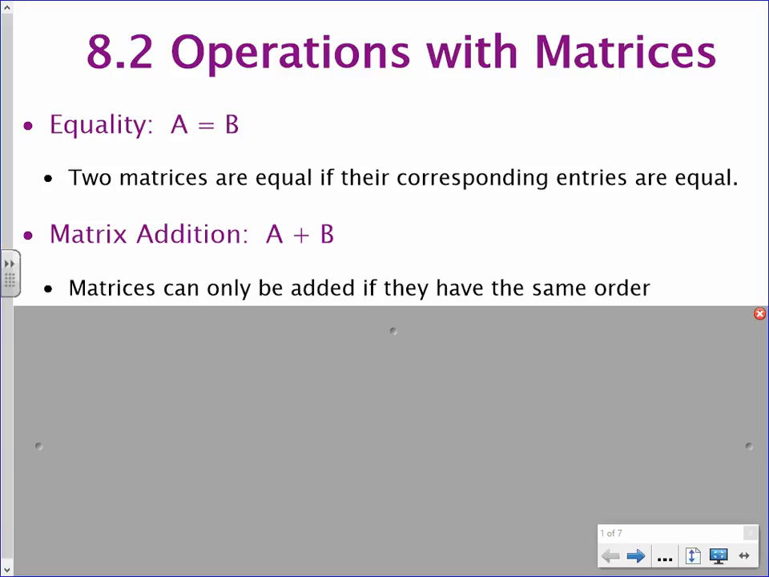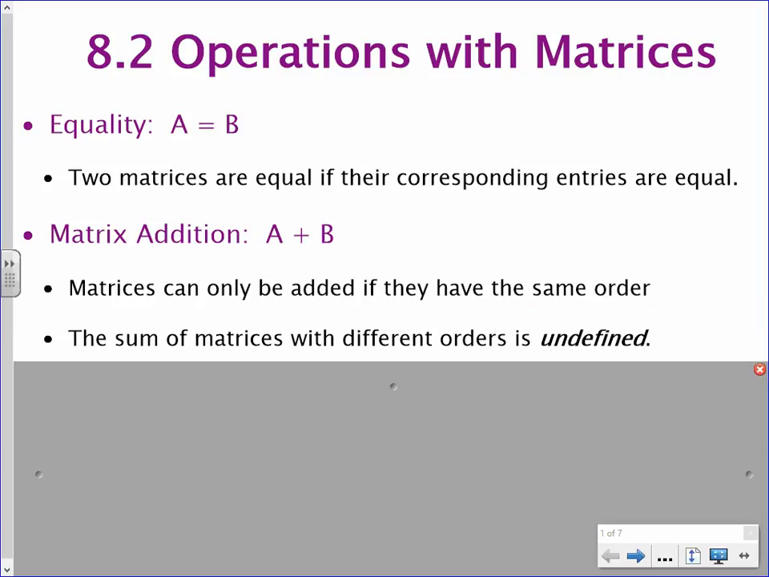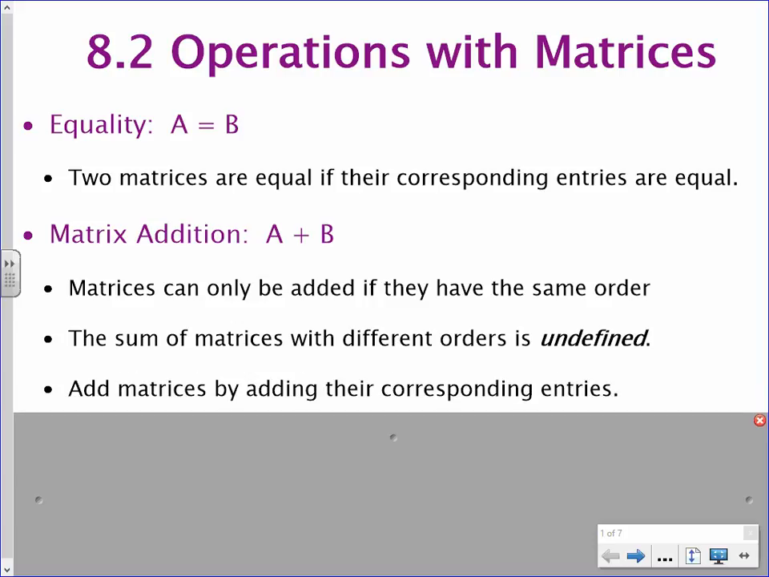Okay? If they do not have the same order, then we say that their sum is undefined. So if two matrices do not have the same order and I'm asking you to add them together, you say that the sum is undefined. Okay. And like I said earlier, we're just going to add corresponding entries. We'll go through an example of matrix addition. The description, pretty straightforward. We add like entries together.